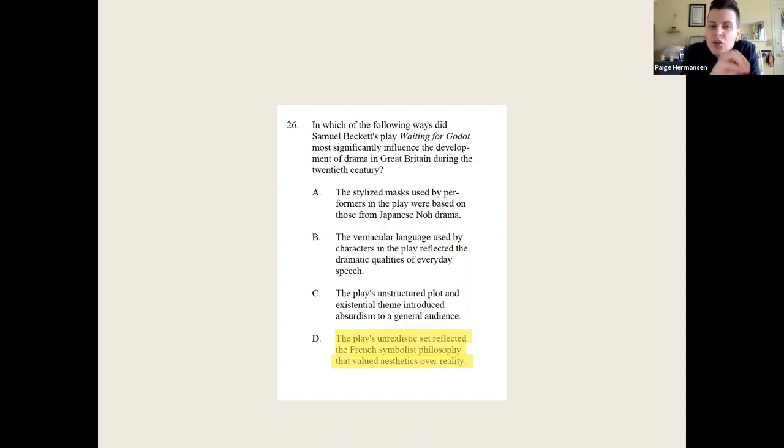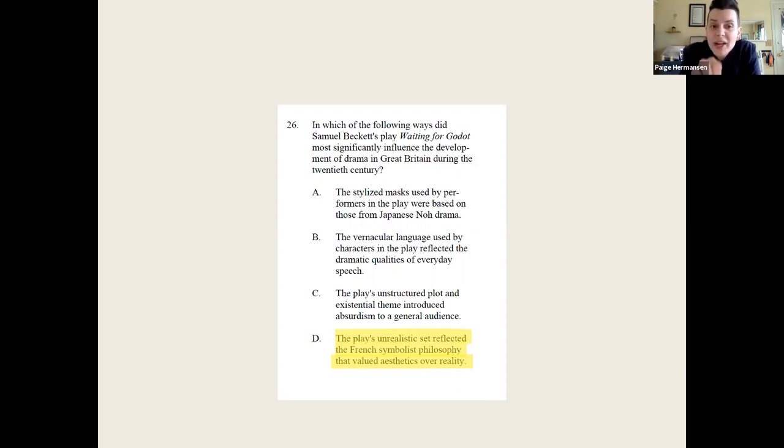B, I think, is too specific, right? This idea of the vernacular language, you know, sometimes they'll ask which of these answer options is the most right, and in that case it gets a little bit tougher, but the language is a little bit too specific. The masks, that's way too specific. The unrealistic set reflected the French symbolist philosophy, valued aesthetics, blah, blah, blah. No. C is in that sweet spot, and C is correct.